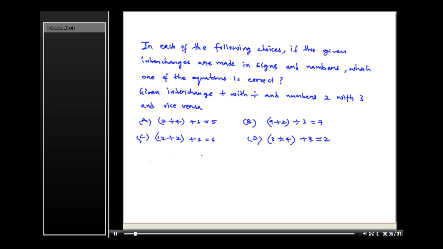If the given interchanges are made in signs and numbers, which of the equations will be correct? Given: interchange plus with divide by, meaning wherever plus is there we have to put divide by, and where divide by is there we have to put plus. And interchange numbers 2 and 3, that is vice versa, 2 with 3 and 3 with 2. We need to check which of the following holds true. Therefore, let us begin with the solution.